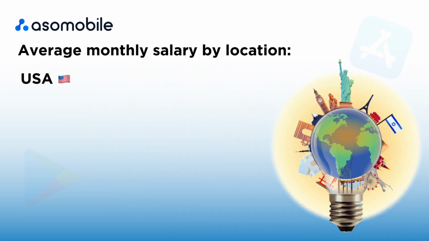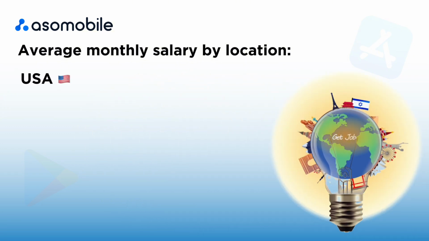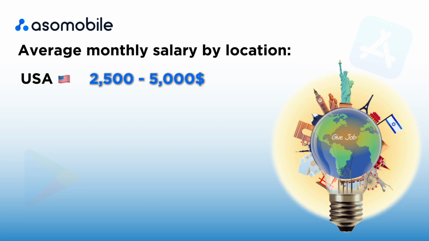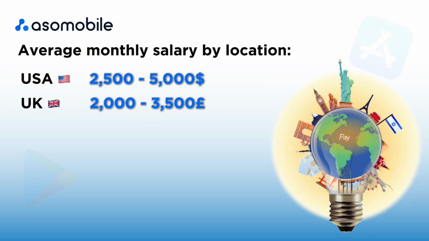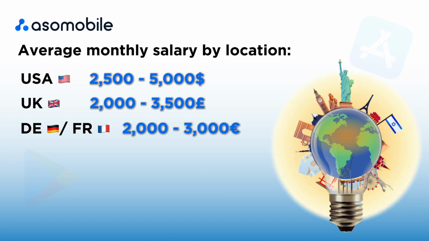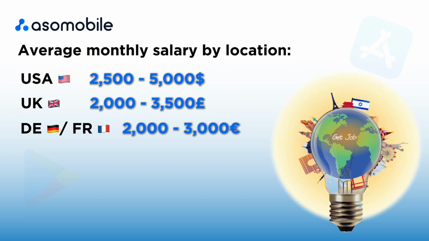In the United States, an ASO specialist can earn anywhere from $2,500 to over $5,000 per month, especially if they're working with big brands or mobile games. In the United Kingdom, the average salary is around $2,000 to $3,500 per month. In Germany and France, salaries typically range from $2,000 to $3,000 per month.